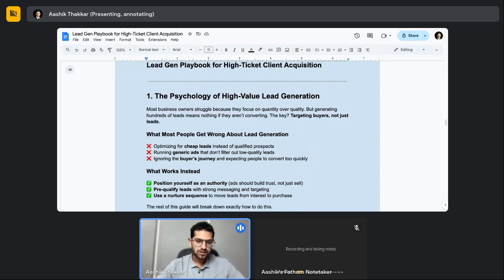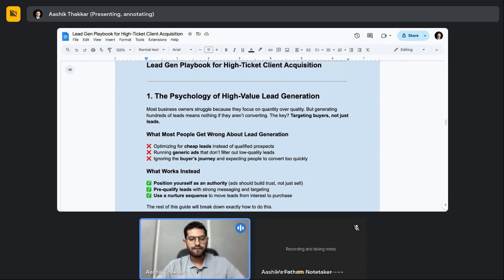Use a nurture sequence to move leads from interest to purchase. Now, whenever you run ads, mostly the audience that you would be targeting would be people who haven't heard about you ever. It's as simple as that, right? If you run a $500 ad, just tell me if all these people have even heard of you or your brand once. It's not possible, right?